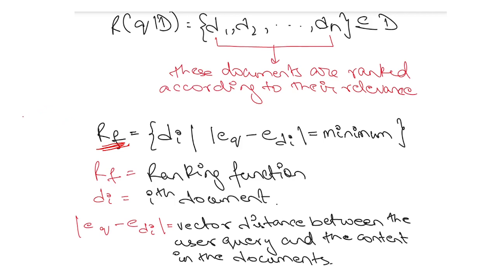So if I have a ranking of documents such as D1, D2, D3, so on and so forth till D10, the vector distance of the content in the D1 document to the user query is going to be the minimum, followed by D2, followed by D3 till D10. All right. So this is how the retriever function ranks your documents according to their relevance to the user query.